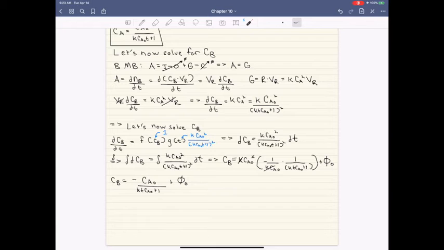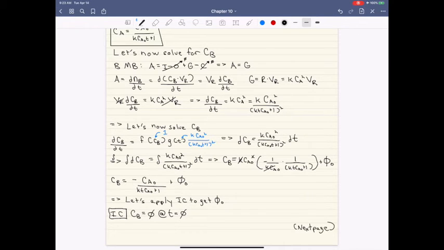So at this point, pause the video and think about how we're going to solve for phi naught. Just like we did for species A, to solve for this integration constant we're just going to apply an initial condition to get phi naught. Alright? And so for species B, our initial condition states that Cb is just equal to 0 at time equal to 0. Alright? So let's go to the next page here, and let's apply that initial condition.